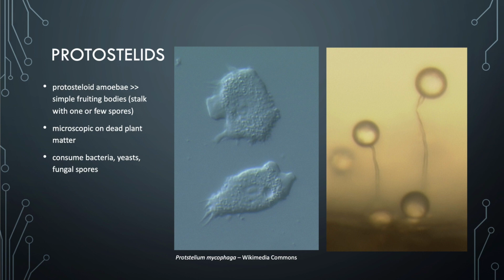And this is just an example to show what these protostellids look like. This is the amoeboid stage, and this is the fruiting body stage. So very similar, but much simpler, and not many are discovered because you can't see them. They are not easily observable in nature, so they are not as widely isolated as the other slime molds.